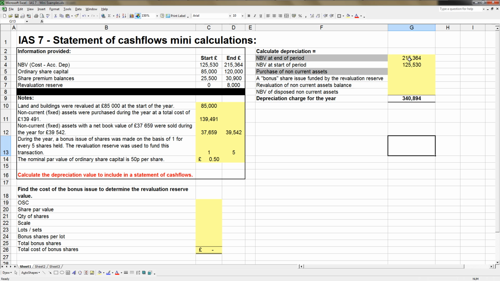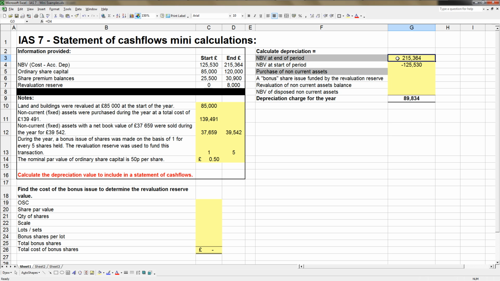But we're not looking at it from that point of view. We're looking at it from the end point of view. So we must decrease what we actually did buy from the end value. So here we're going to minus. We're going to take away the purchase value, which is this value here. So we're minusing what we bought, which is the 139.